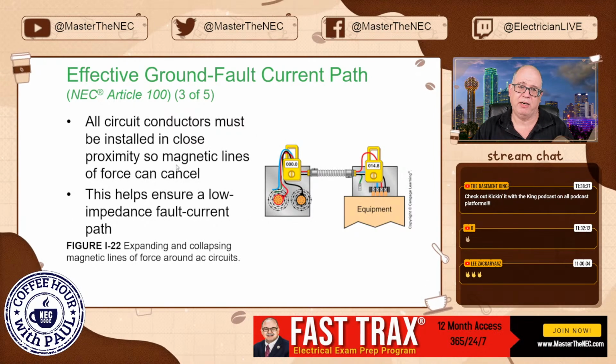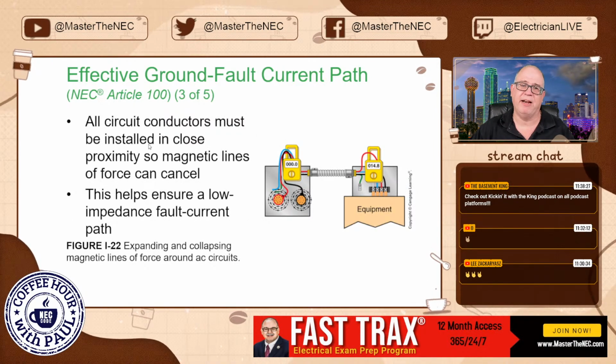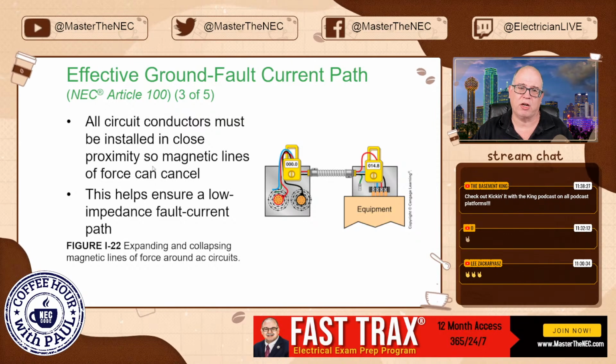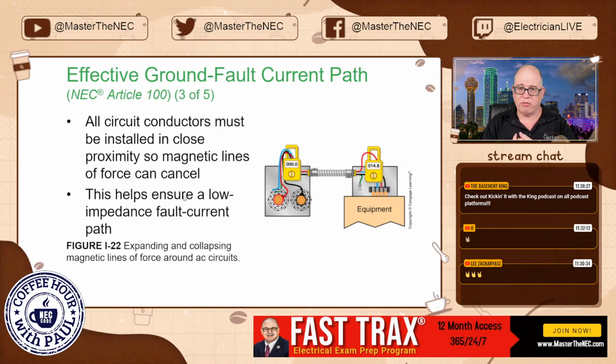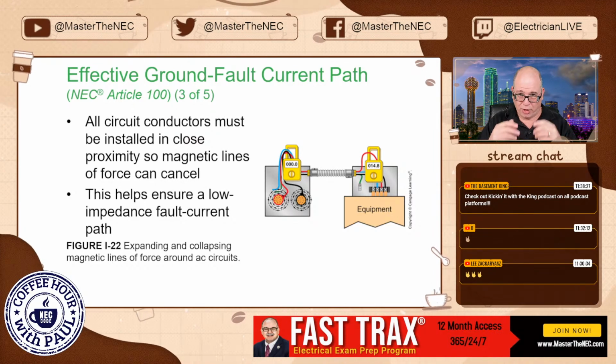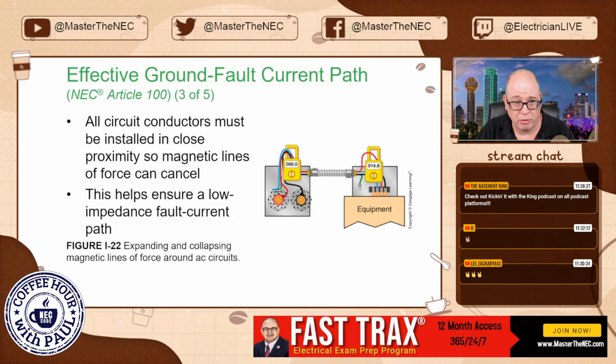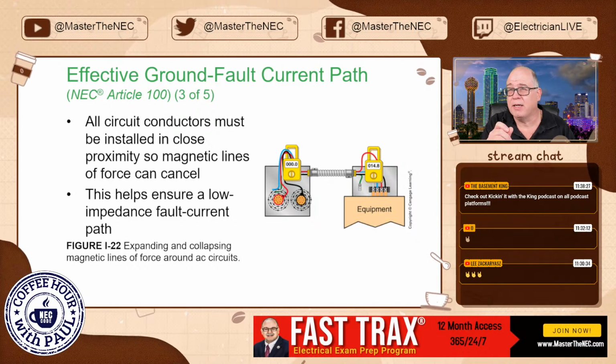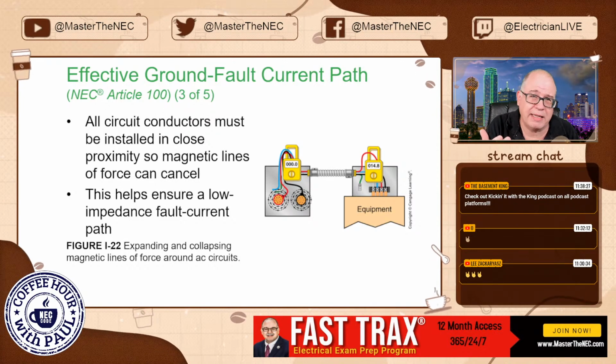Now, what can happen here? If you run them separated, all circuit conductors must be installed in close proximity. I'll remind you that the code does not give you a definition of close proximity. I know, we'd like that. What is it, 1 inch away, 2 inches away? That's the same issue for bundling, by the way.